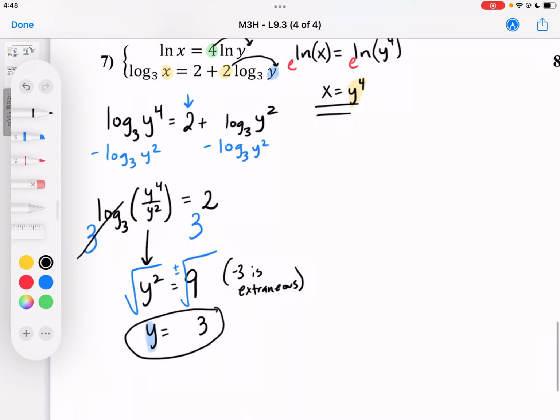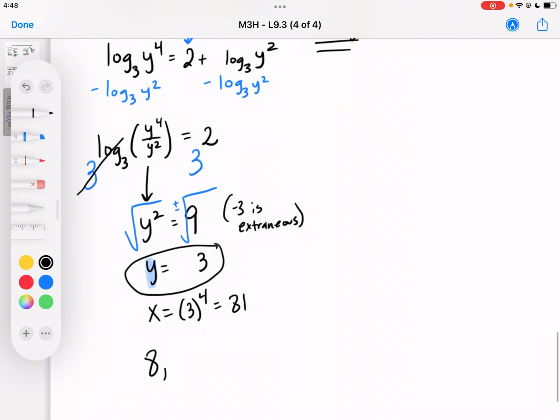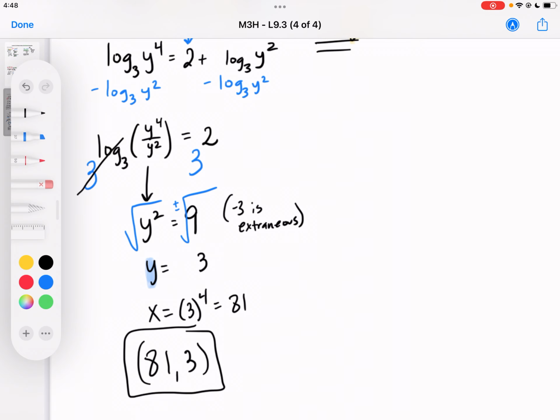And we can find the x value by plugging it into here. So x is 3 to the fourth, which is 81. So our solution is 81. Oh, sorry. I'm going to write it here. 81 comma 3. Remember, do the x value, not the first number you found, but the x value first.